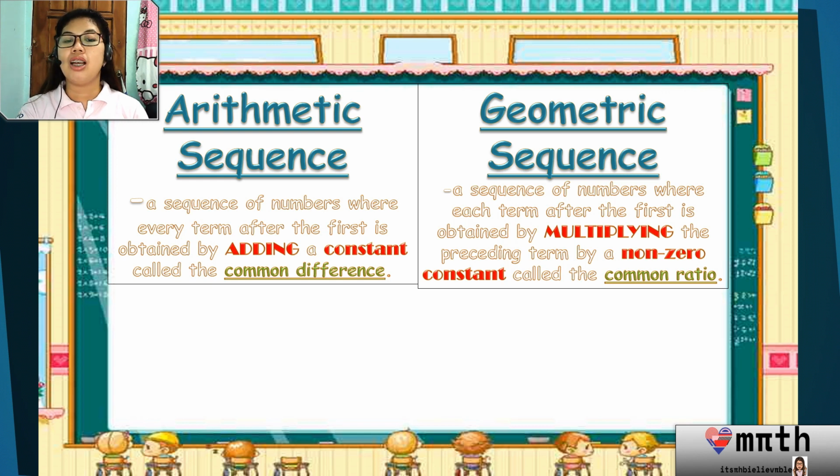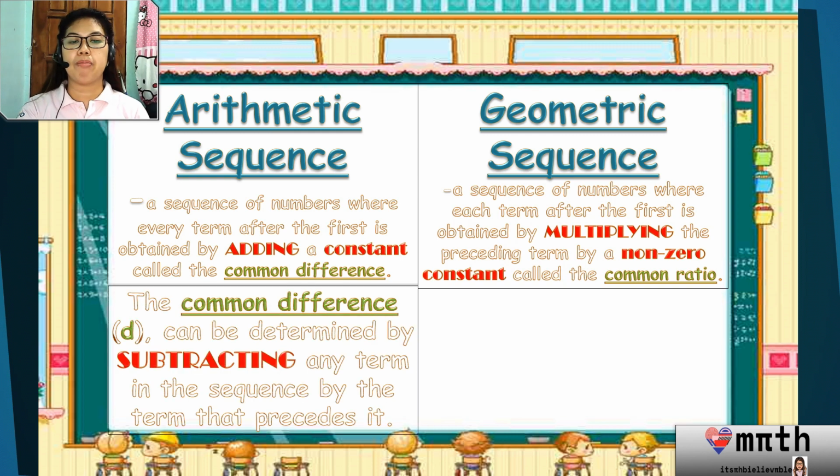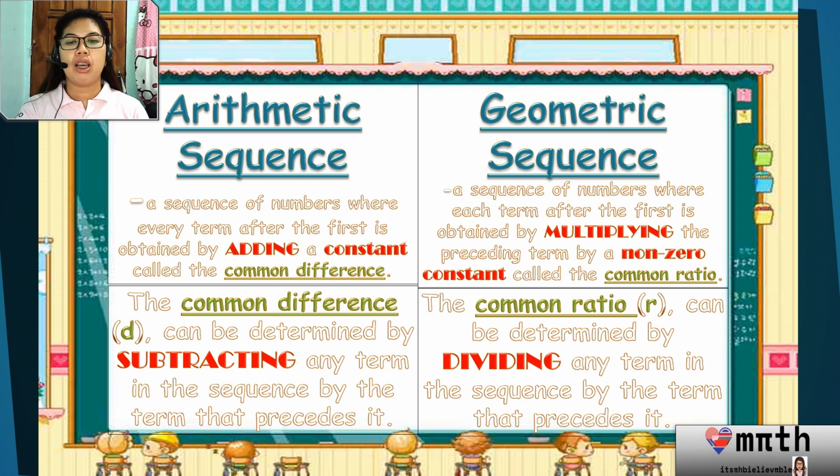Let us continue. The common difference, or the D, can be determined by subtracting any term in the sequence by the term that precedes it. While the common ratio, R, can be determined by dividing any term in the sequence by the term that precedes it. In other words, when we say arithmetic sequence, we have common difference. And when we say geometric sequence, we have the common ratio.